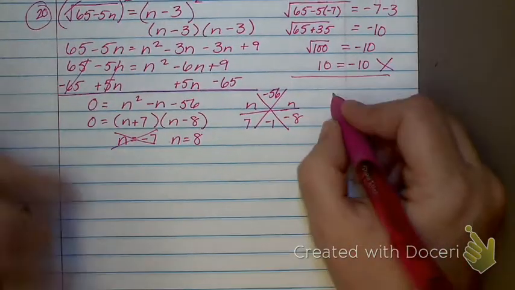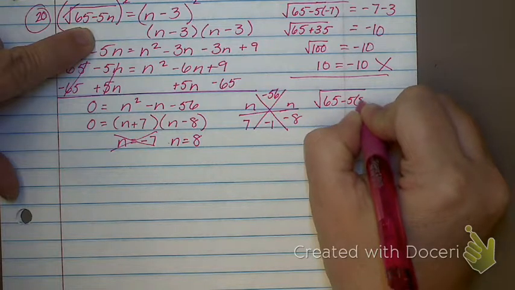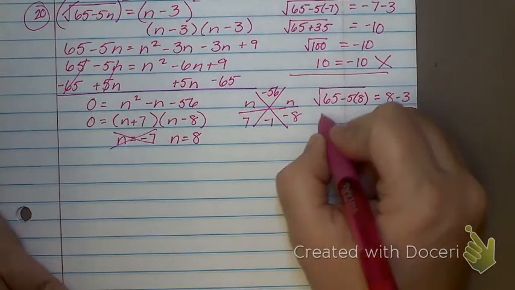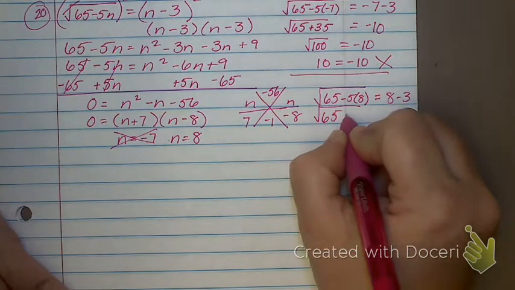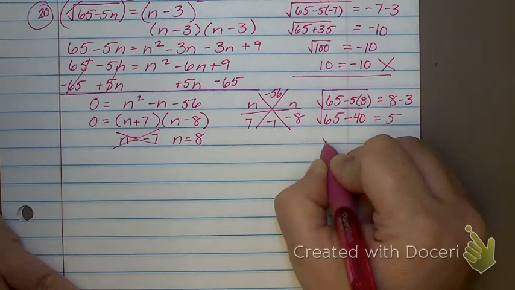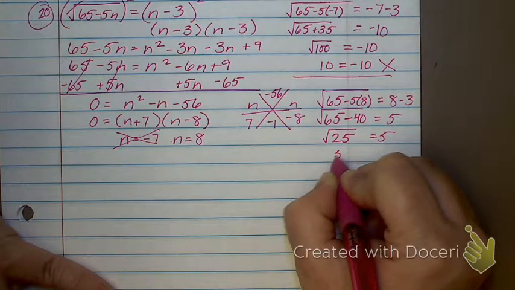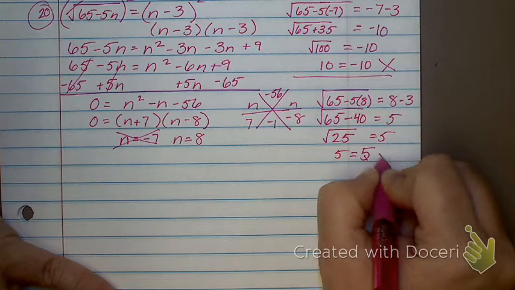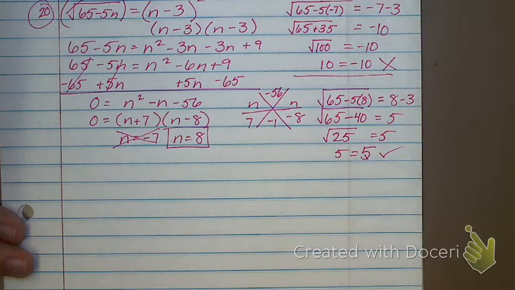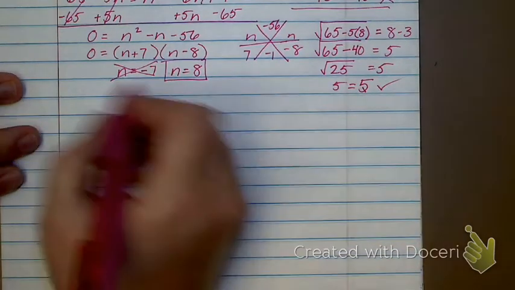Okay, now I'm going to check out the 8. Does the square root of 65 minus 5 times 8 equal 8 minus 3? Well, let's see. 65 minus 5 times 8 would be 40. Does that equal 5? What is 65 minus 40? 25. Does the square root of 25 equal 5? That one does. So that one does check out. My only valid answer is n equals 8. Okay. Number 21.